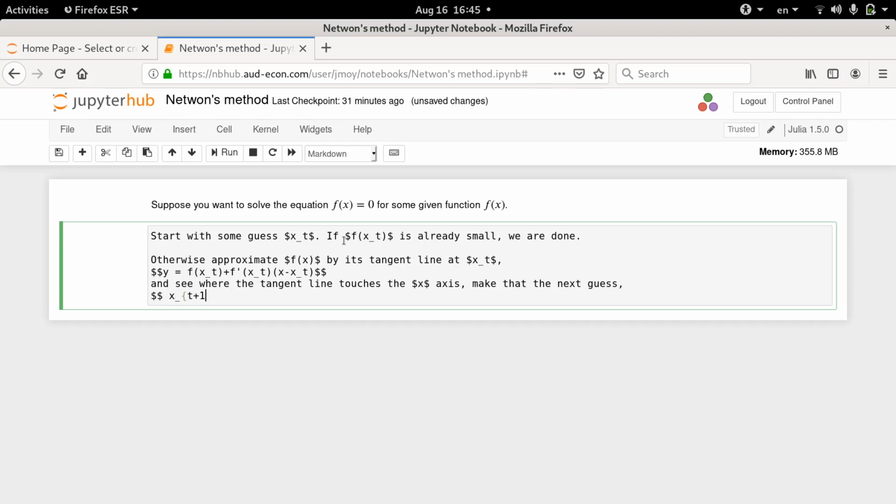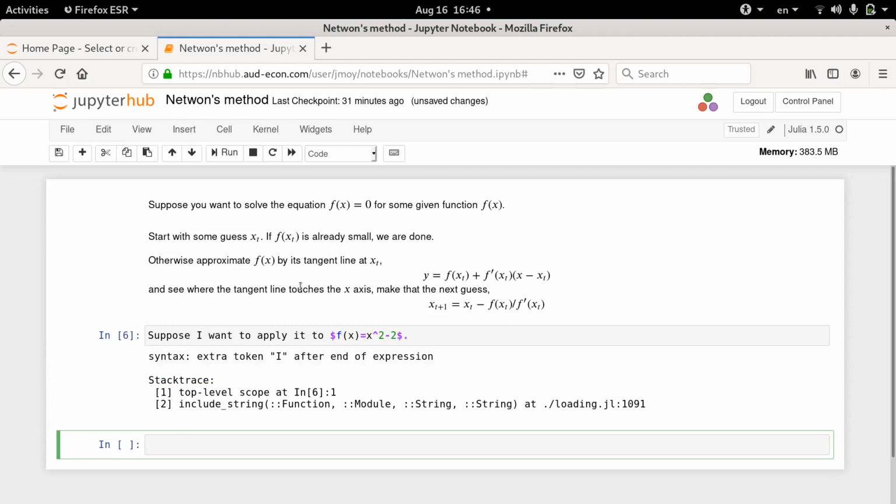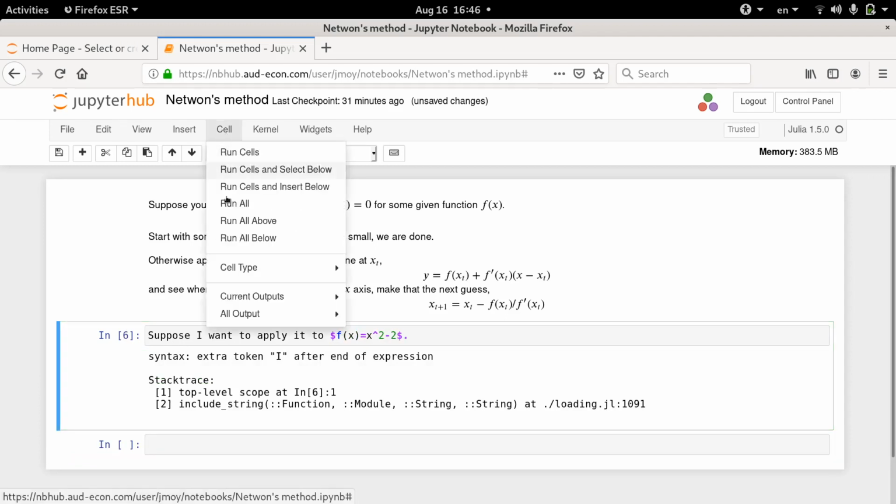x_(t+1) is x_t minus f(x_t) divided by f dash x_t. Okay. So this is Newton's method. Suppose I want to apply it to solve the equation. So suppose I want to solve... Oh, sorry, I didn't change the cell type to markdown.